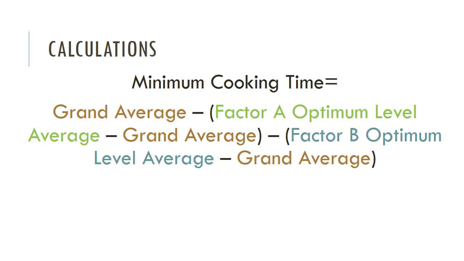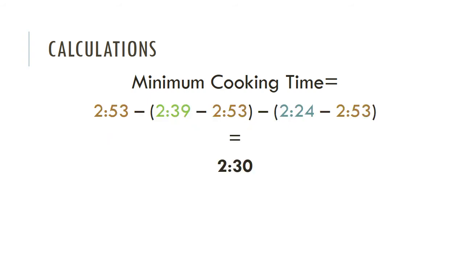So then this is our formula for calculating the minimum cooking time. We're using our grand average, here 2 minutes and 53 seconds. Then we have our optimal for factor A and our optimal for factor B in the green and blue respectively. And once you calculate all that out, we get a 2 minutes and 30 seconds estimate.